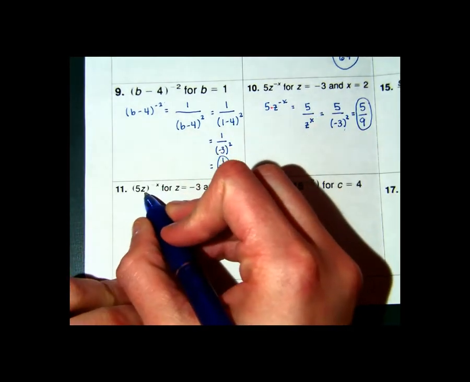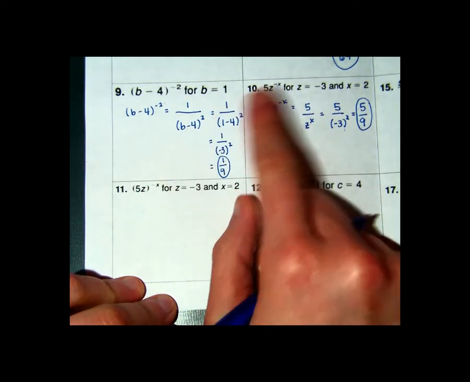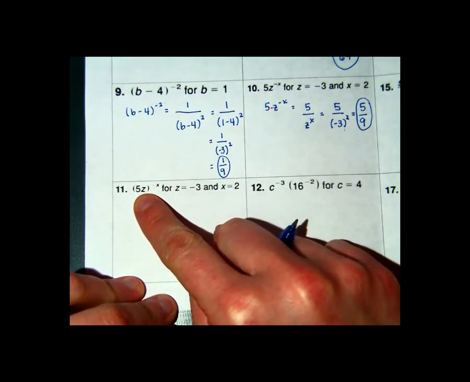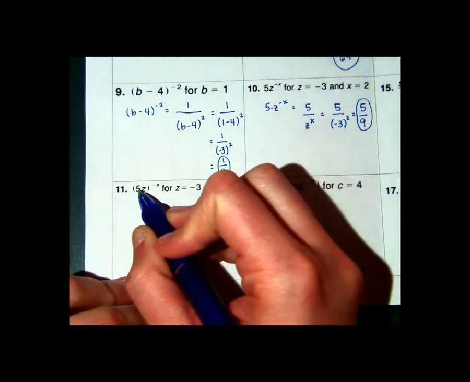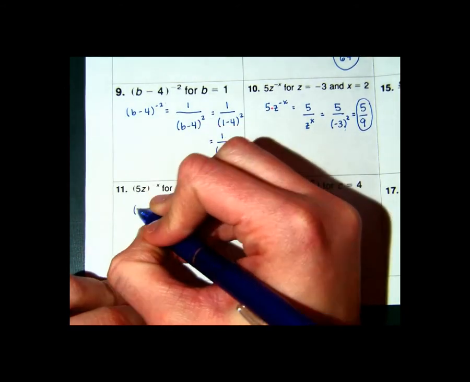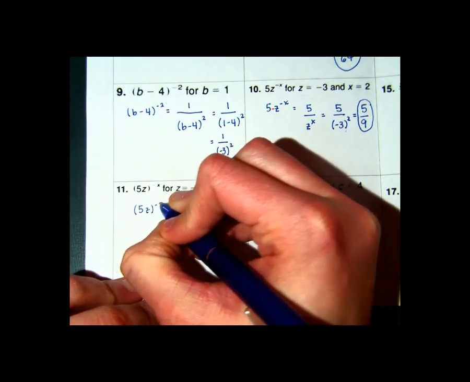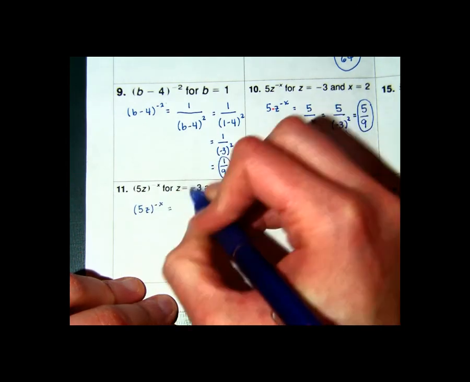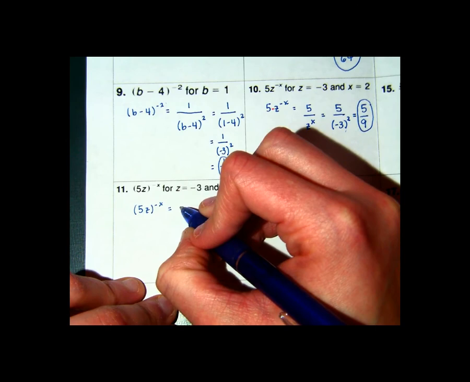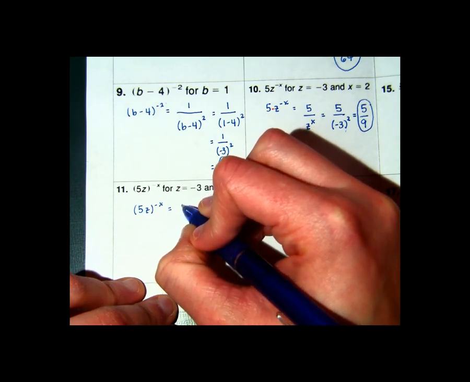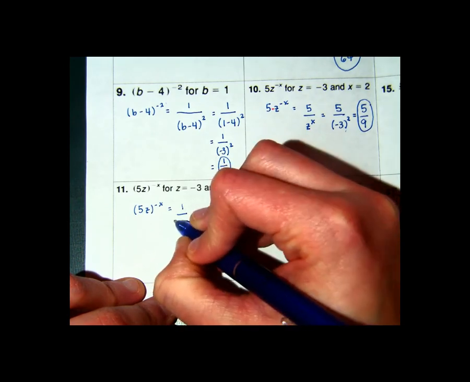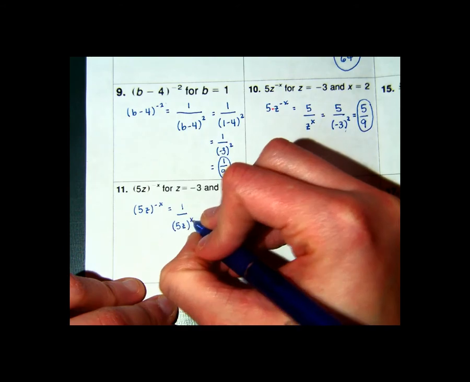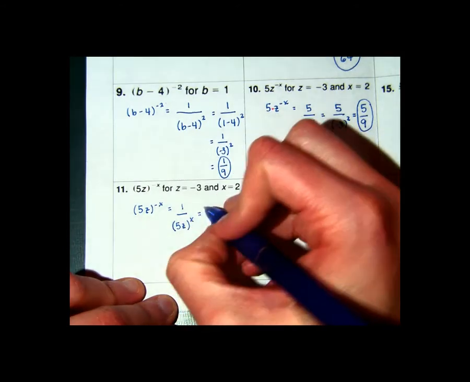Number 11. Since this is in parentheses, these are almost the exact same problem, except this is in parentheses. Having it in parentheses means we don't have the negative exponent only with z. We now have it with the entire piece here, which means when we move it, we have to move the entire expression. So I have a 1 in the numerator and 5z in parentheses, because it's in parentheses, to the x in the denominator.